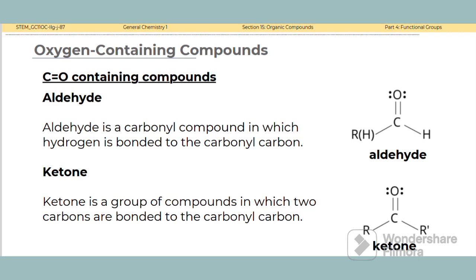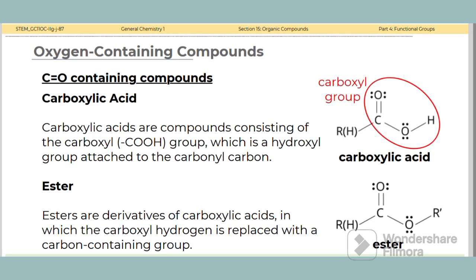Aldehyde. Aldehyde is a carbonyl compound in which hydrogen is bonded to the carbonyl carbon. And ketone. Ketone is a group of compounds in which two carbons are bonded to the carbonyl carbon. Carboxylic acid. Carboxylic acids are compounds consisting of the carboxyl, or COOH, group, which is a hydroxyl group attached to the carbonyl carbon.